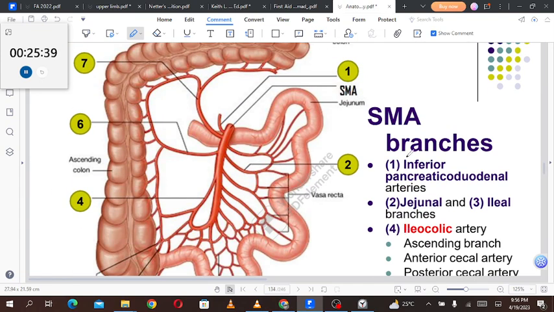Then we are going to talk about the superior mesenteric artery and its branches. So the superior mesenteric artery is over here, originating at the level of L1. It will give rise to the inferior pancreatico-duodenal artery, which will anastomose with the superior pancreatico-duodenal artery, and the superior pancreatico-duodenal artery was originating from the gastroduodenal artery, which was coming from the common hepatic artery. So let's see that.